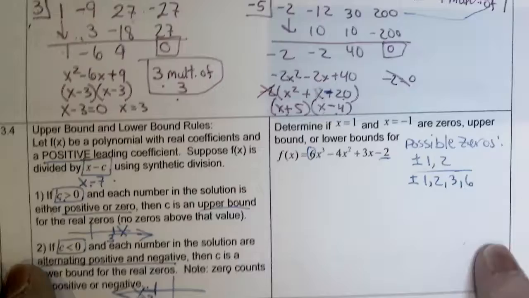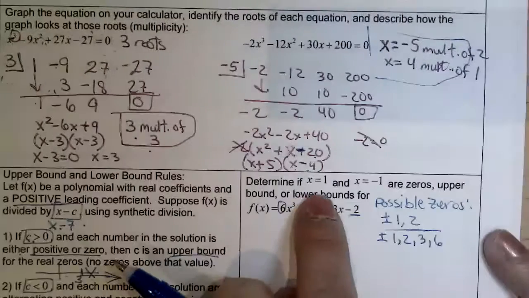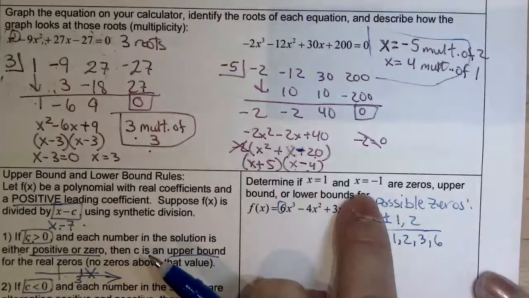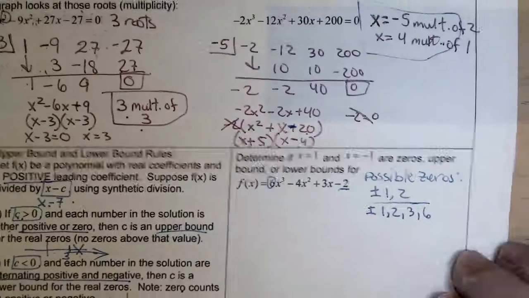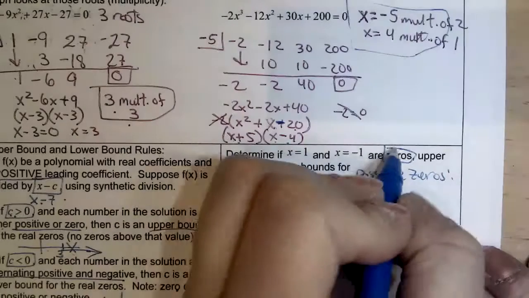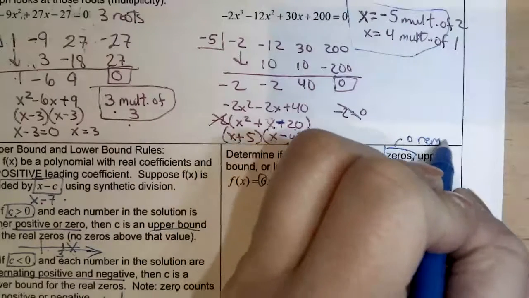All right, so let's take a look. This says determine if x equals 1 and x equals negative 1 are zeros, upper bounds, or lower bounds. So if it's a 0, I'm going to get 0 for a remainder.